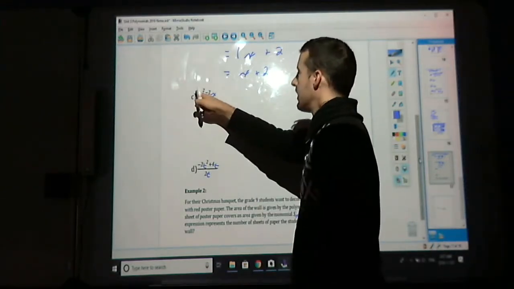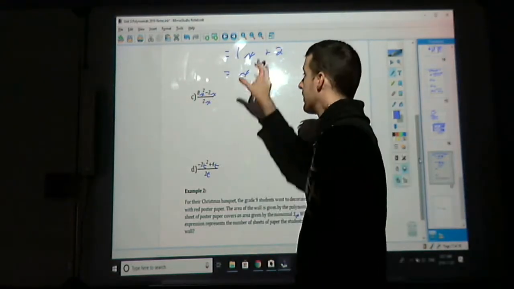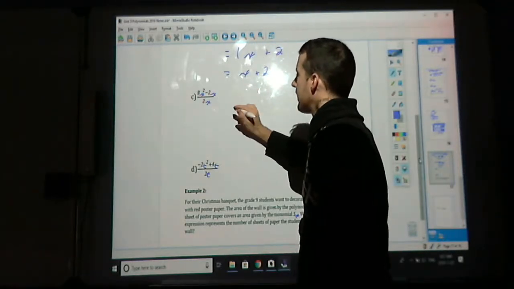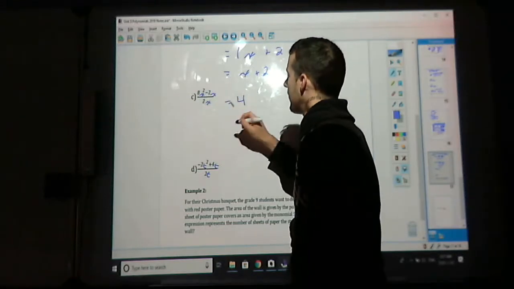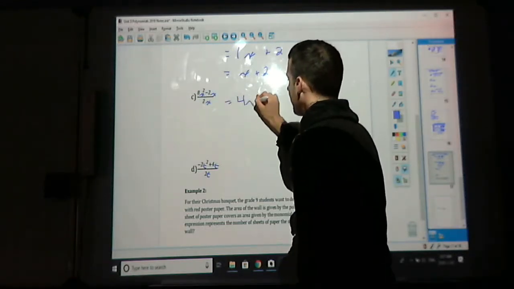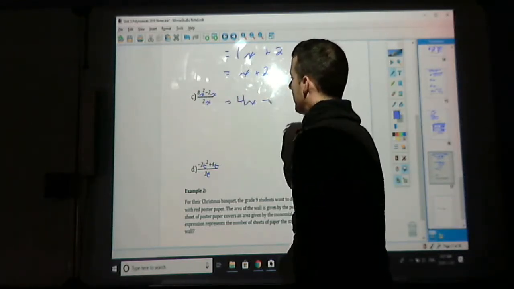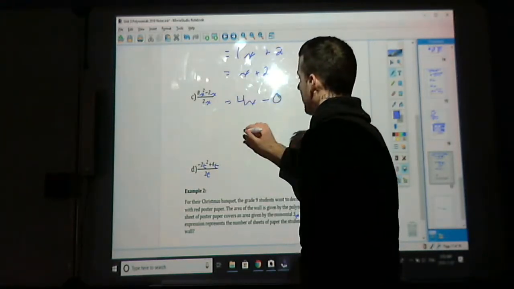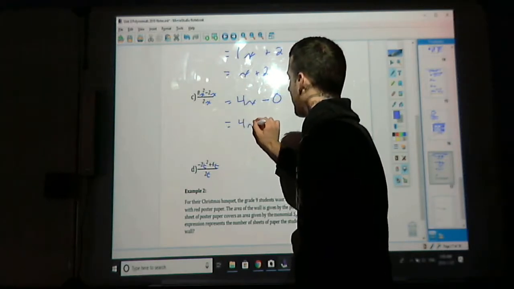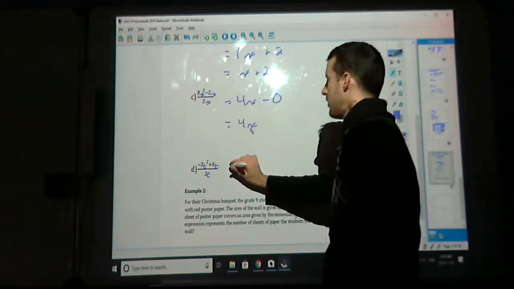Same thing here. You could take a bit of a shortcut if you're starting to feel confident with this. So 8 divided by 2 is 4. X squared divided by x is x. Minus 2 divided by 2, and x divided by x, so really it's 0. So we can simplify this as 4x.